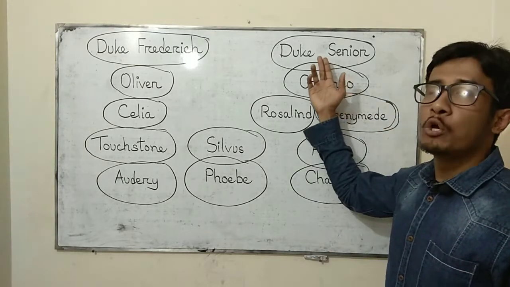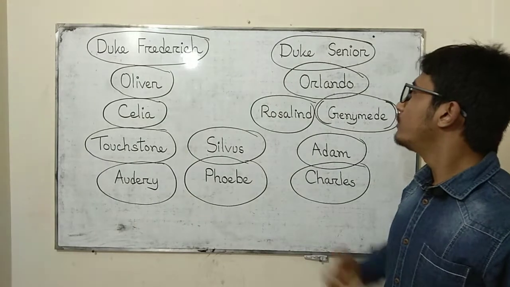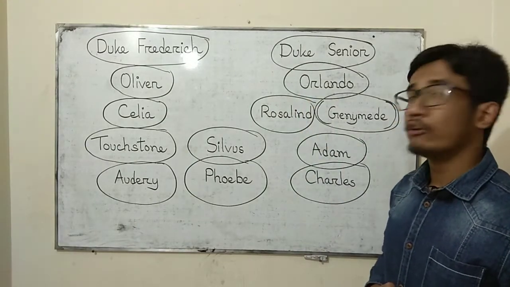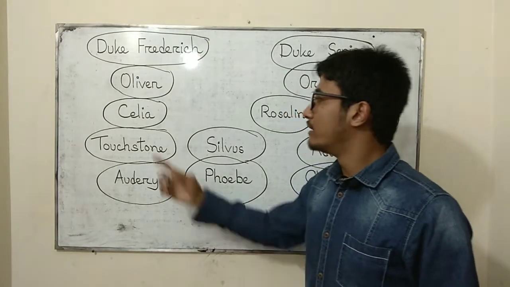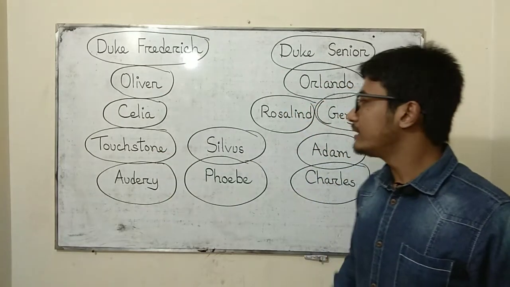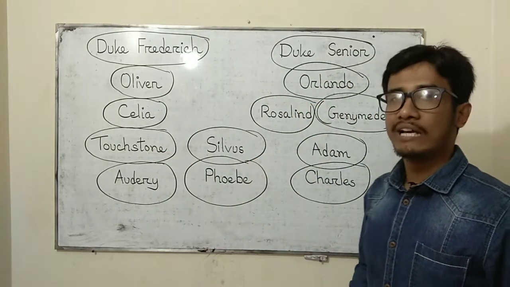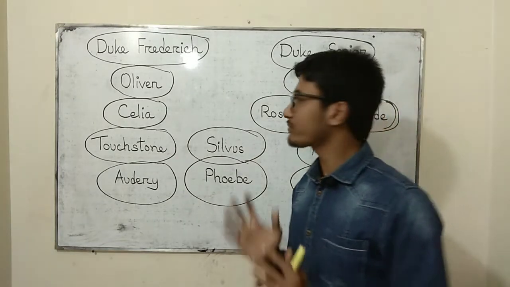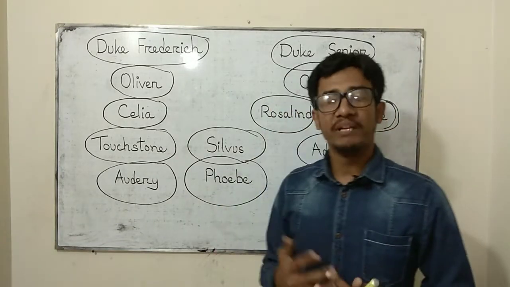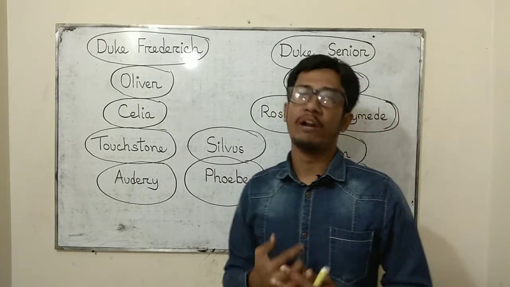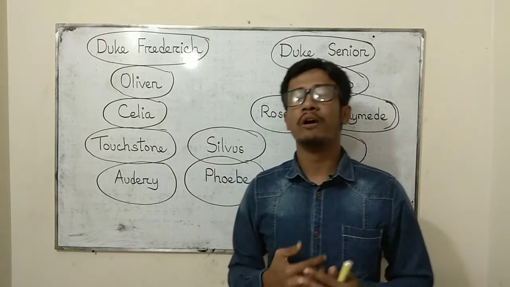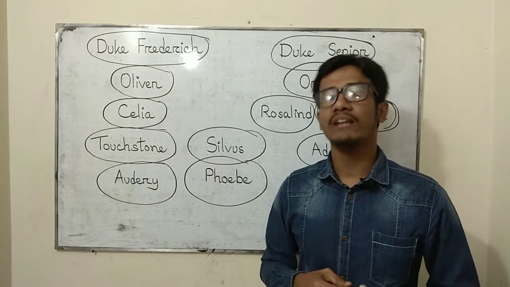Duke Senior will again rise up to power, and these couples, Orlando and Rosalind, Oliver and Celia, besides Touchstone and Audrey, and Silvus and Phoebe, are all reunited. So these four couples are being reunited, and finally Duke Senior is also getting his rightful place. Thus the play comes to a happy and jolly ending.